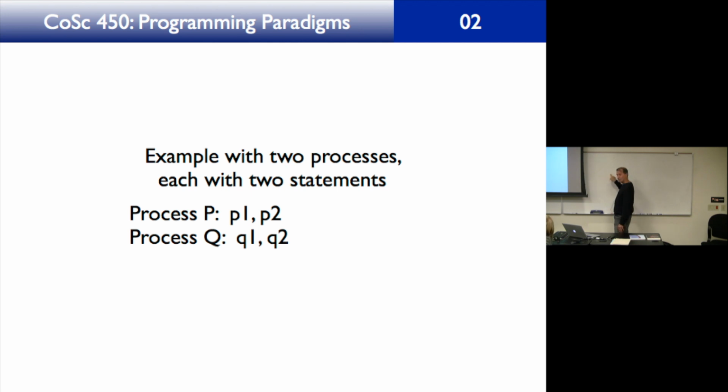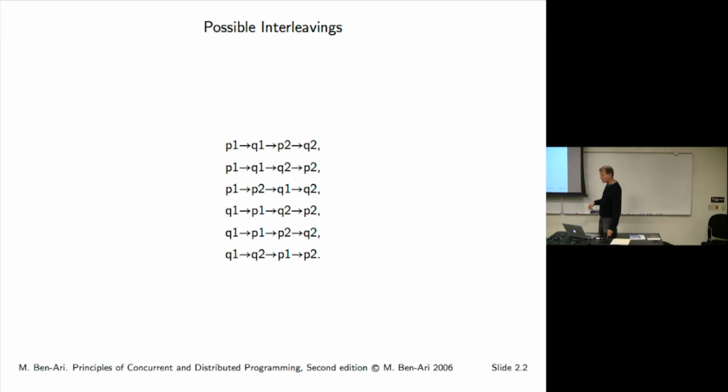P2, Q1, Q2. Process P always executes first. No, not necessarily. So it could be 6. Oh, so now maybe you're thinking 6. Actually, it is 6. Here they all are. Slide 2.2 in our book. See, you left out some, okay?